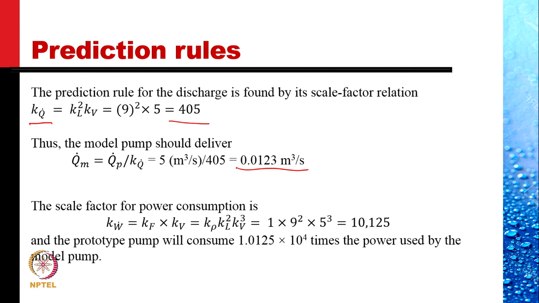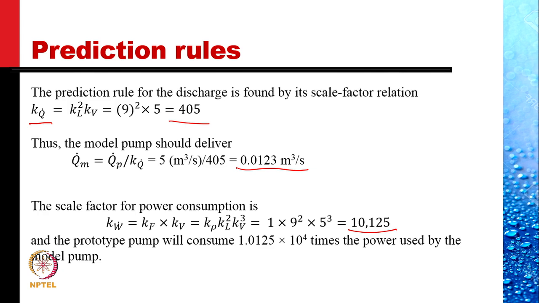The scale factor for power consumption is obtained from the relation power is equal to force times velocity. So K power is Kf into Kv, and Kf is like K rho, KL square, Kv square. So Kf into Kv is K rho Kl square Kv square. Here K rho is 1, we are using the same fluid. Kl is 9 and Kv is 5. And when we put it all together, we get a power scale factor of more than 10,000.